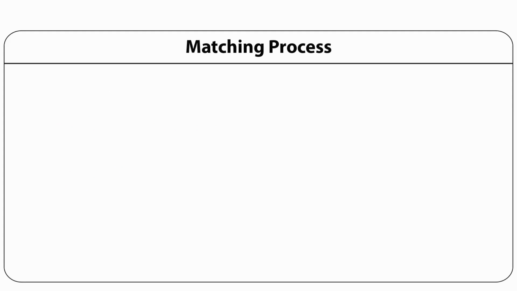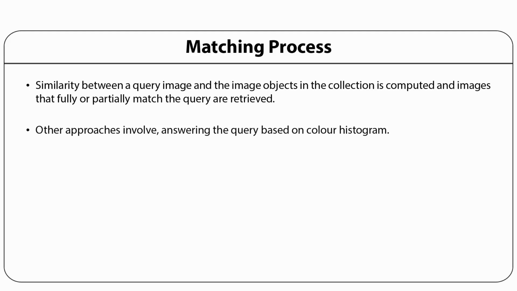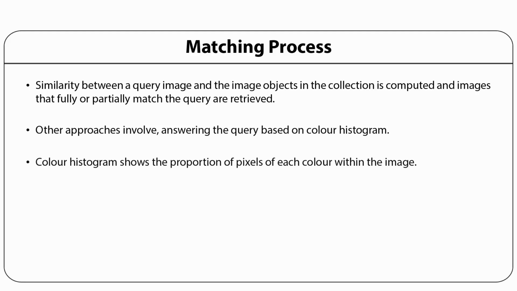The matching process involves matching the similarity between a query image and the image objects in the collection. The similarity is measured, computed, and images that fully or partially match the query are retrieved. Other approaches involve answering the query based on color histogram. The color histogram shows the proportion of pixels of each color within the image.